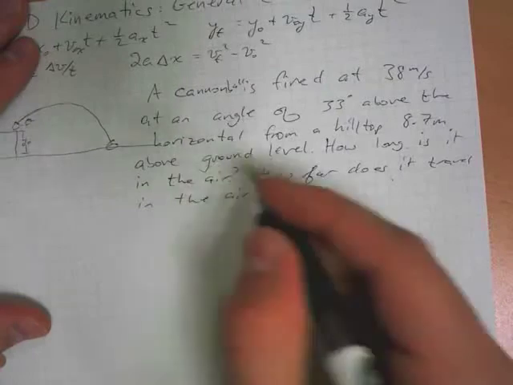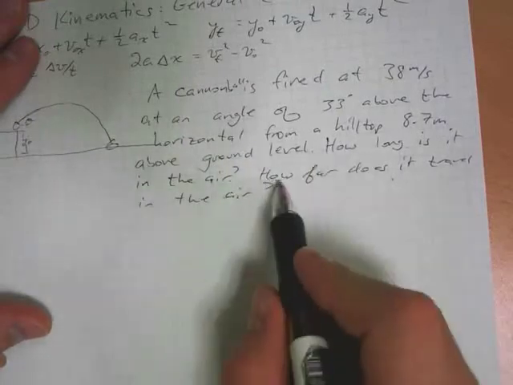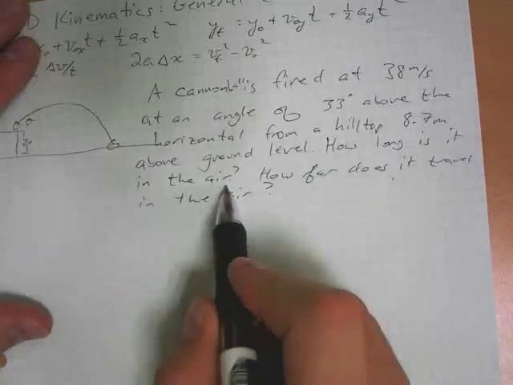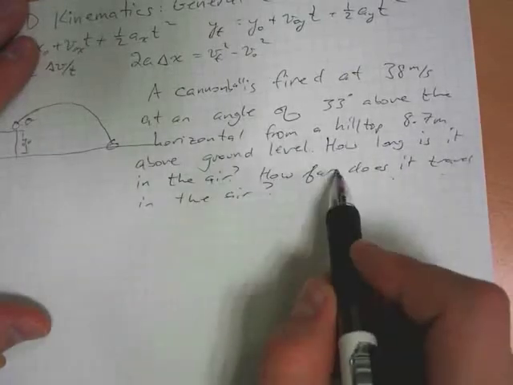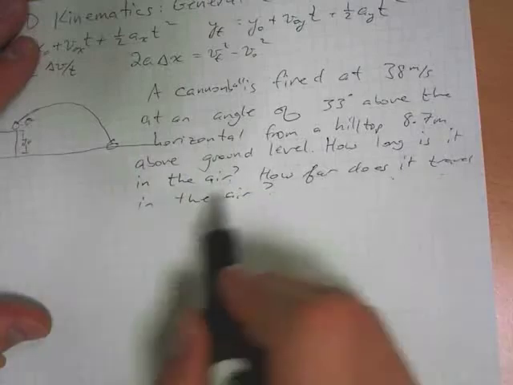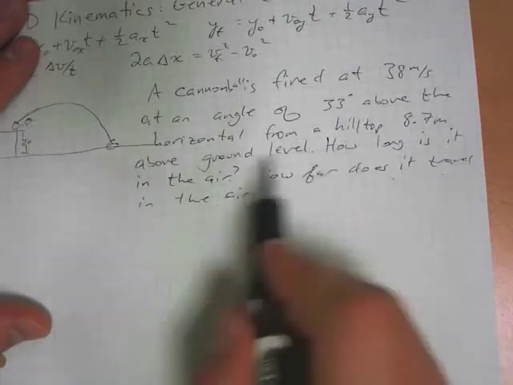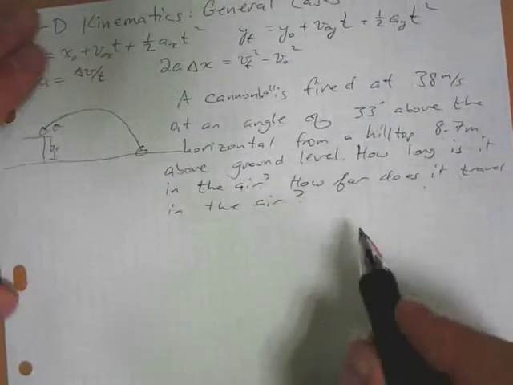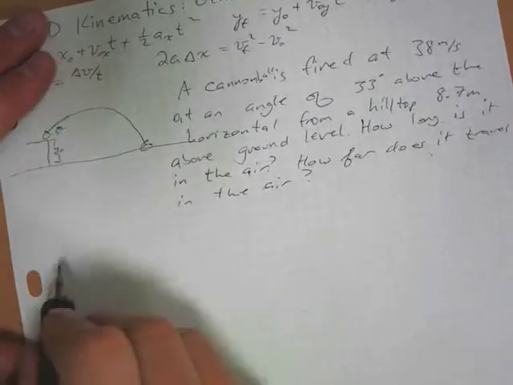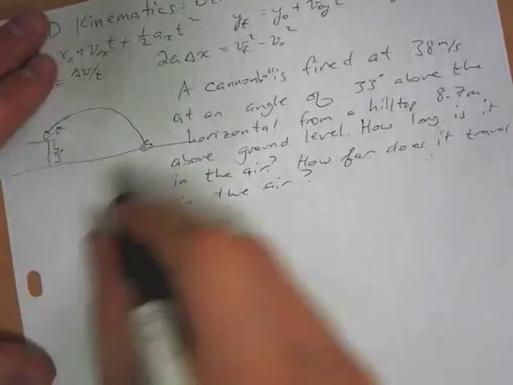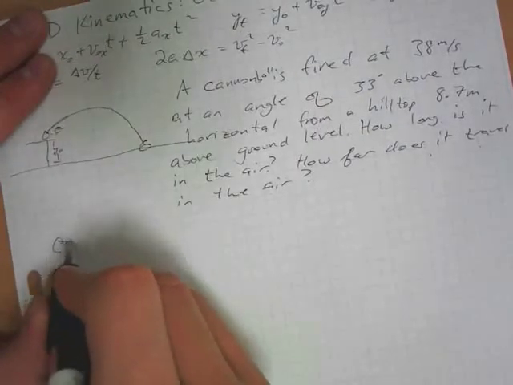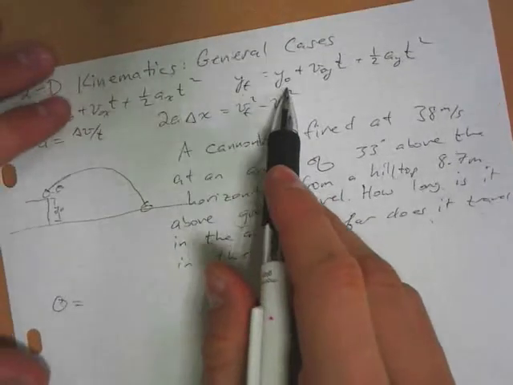And remember, in order to answer this how far does it travel question, we first had to answer how long it is in the air. So I asked both questions here, but if you're just asked how far does it travel, you need to figure out the answer to this question first. So we have our equations. We know that our y final is 0. Y naught is the initial height. That's our 8.7 meters.